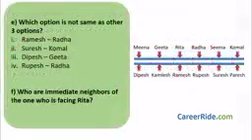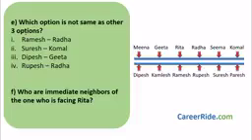Which option is not the same as other three options? Okay, this can be tricky. Let's see. Ramesh and Radha. Okay, it is like this. Then it is like this. Now Suresh and Komal. This is Suresh, this is Komal. Again, this is like this. Dipesh and Geeta. It is like this. Okay, we see a pattern, right? Rupesh and Radha. It is like this. So Rupesh and Radha is the answer. It is not like these three pairs.